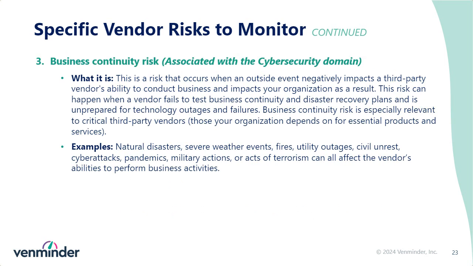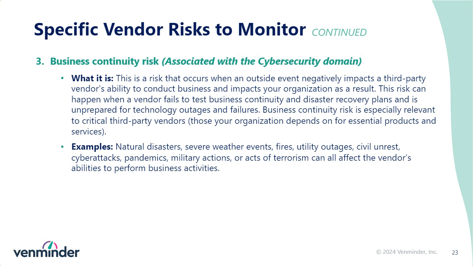Another risk is business continuity risk, and this one happens to be associated with the cybersecurity domains. This risk occurs when an outside event negatively impacts your third-party vendor's ability to conduct business and therefore impacts your organization as a result. This risk can happen when a vendor fails to test business continuity and disaster recovery plans, and they're unprepared for outages or failures.